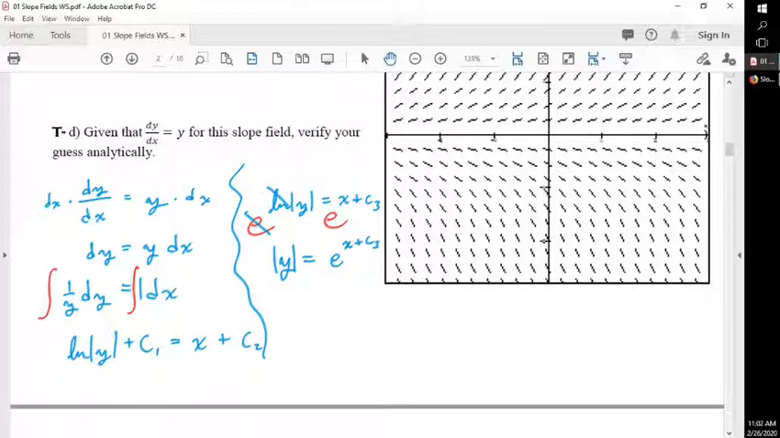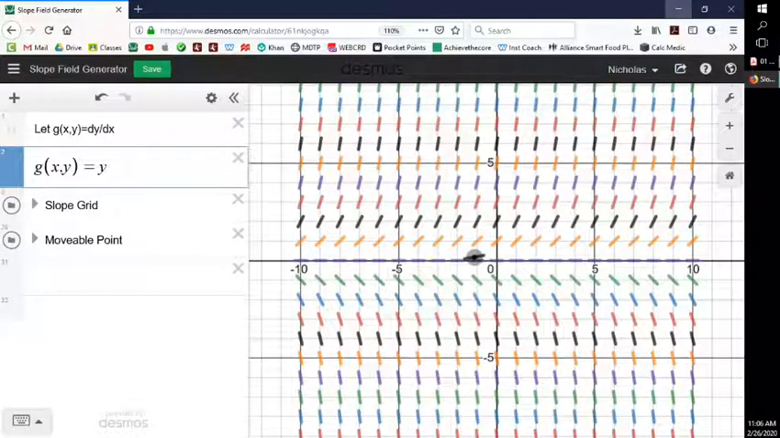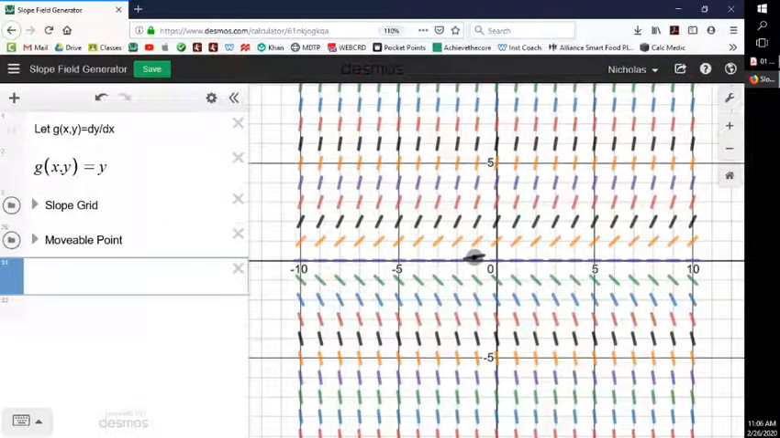Ooh, interesting. Now, because we have the absolute values, technically, this can be a positive e raised to the x plus c3, or y equals negative e raised to the x plus c3, right? It could equal either of those. So here's our slope field. Let's put it in. You guys ready? How would this look? Let's see.